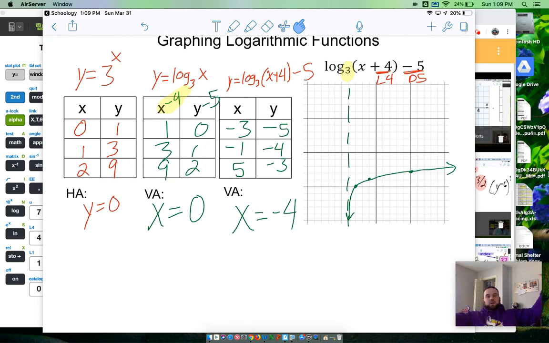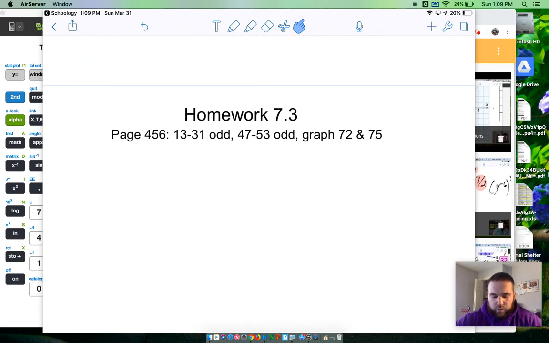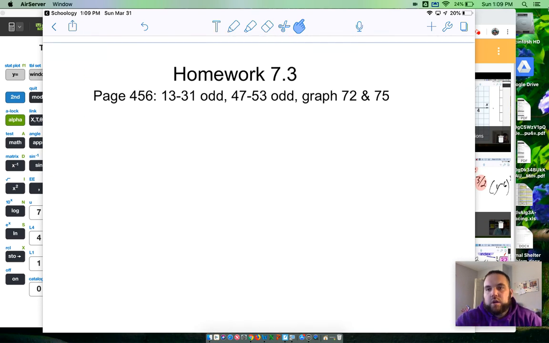So graphing log functions, make sure you start with the exponential function that has the same base as the log you are graphing. There's your homework. Bam, we're done.